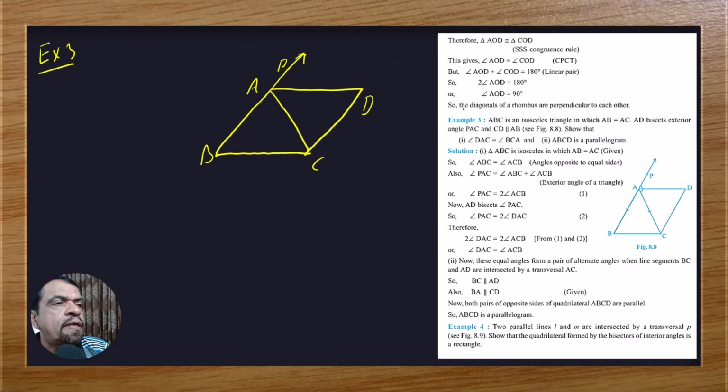Now see student, example 3 is very important. Given that ABC is an isosceles triangle with sides AB equal to AC, and AD bisects this exterior angle, sorry.